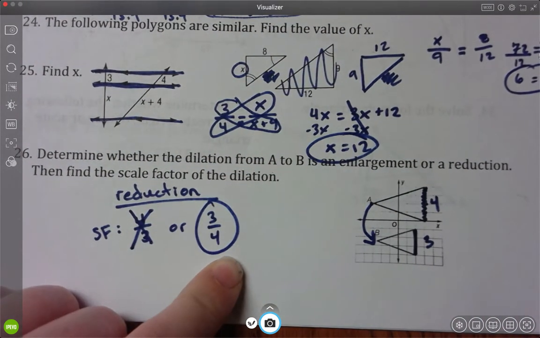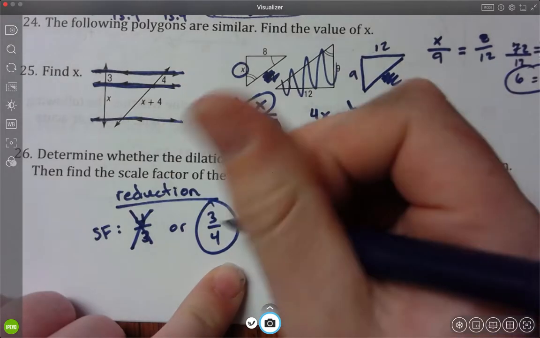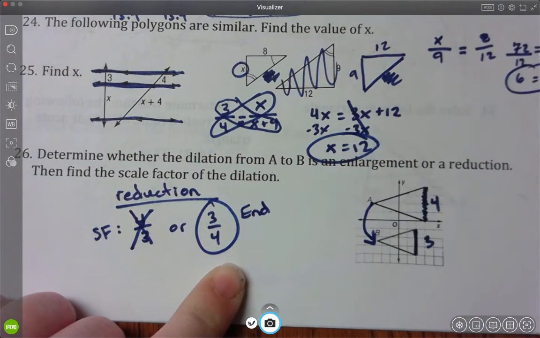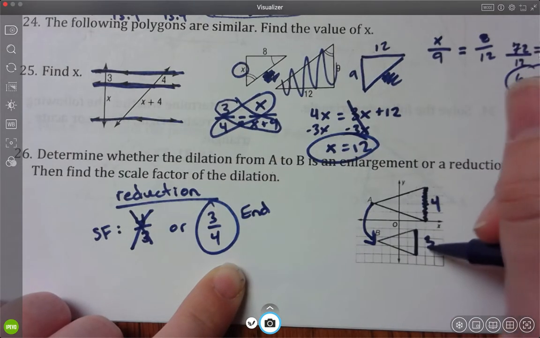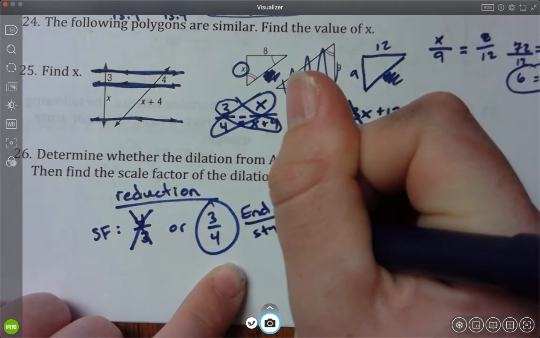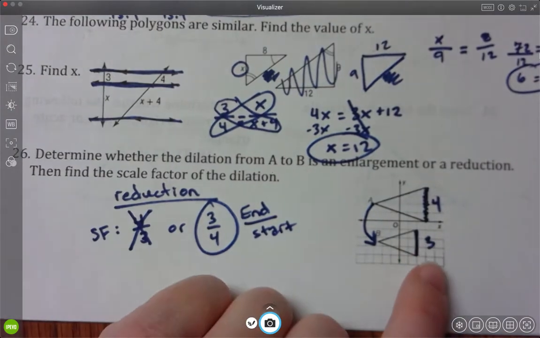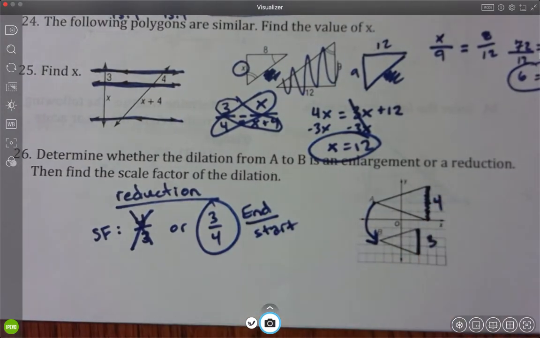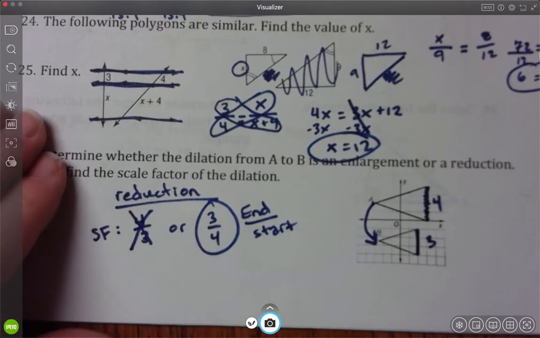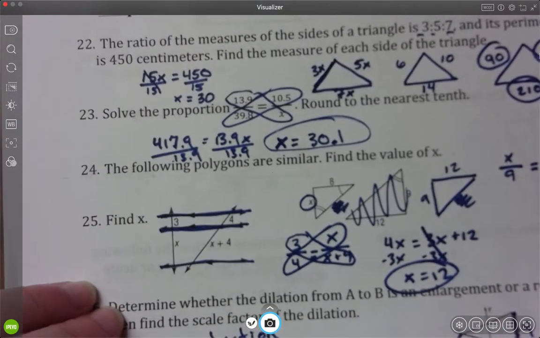3/4 is going to be my reduction, okay? Or another way to think about it is end. I think we just had this in like section 10.4, or something. You do the ending over the start. That's how you find your scale factor. So my ending length here was 3, my starting length was 4. So there's my scale factor. Okay, but make sure that's consistent with reduction and enlargement. If it's a number less than 1, it's going to be a reduction. Bigger than 1, it's going to be an enlargement.